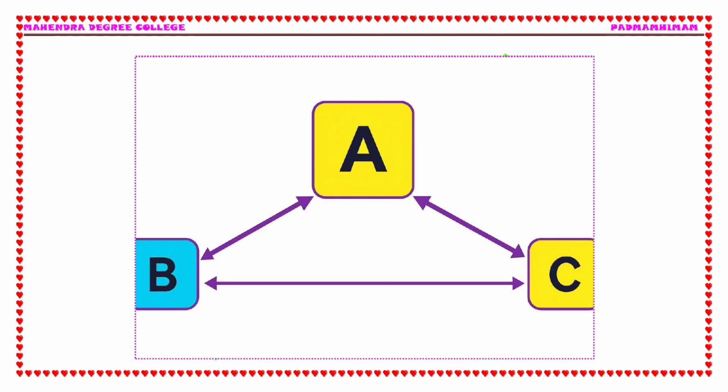In this diagram, if body A is in thermal equilibrium with body B, indicated by the double-headed arrow between A and B, and if body B is in thermal equilibrium with body C, indicated by the double-headed arrow between B and C, then body A is also in thermal equilibrium with body C, indicated by the double-headed arrow between A and C.